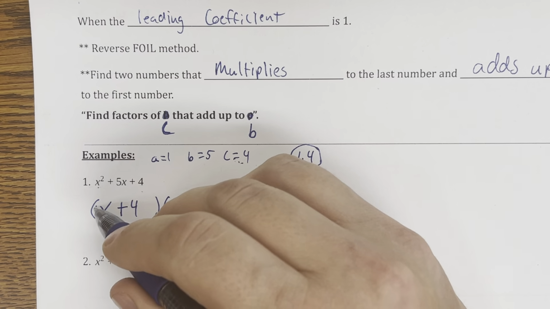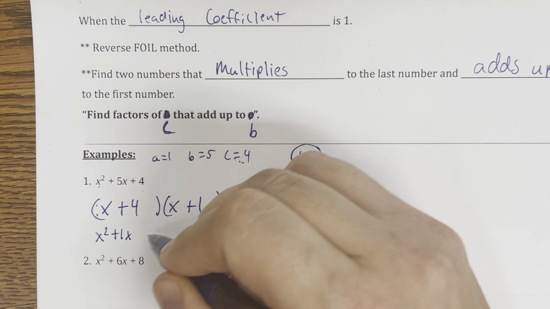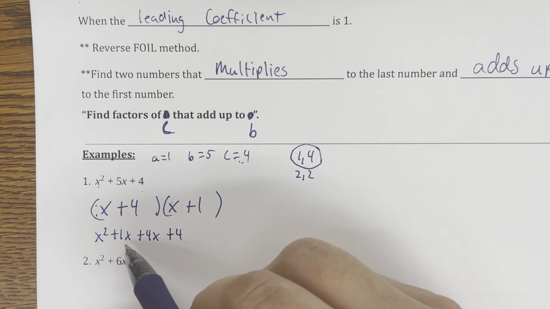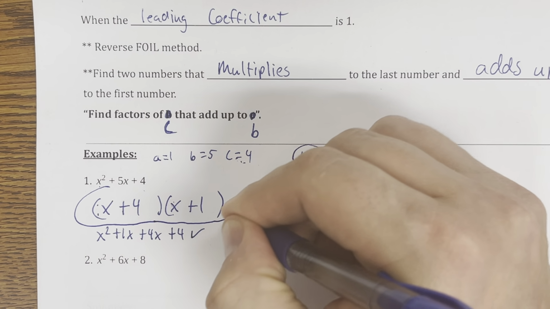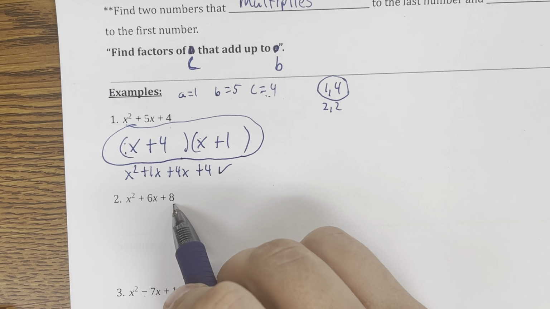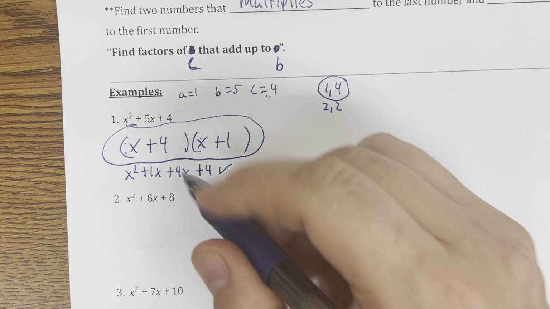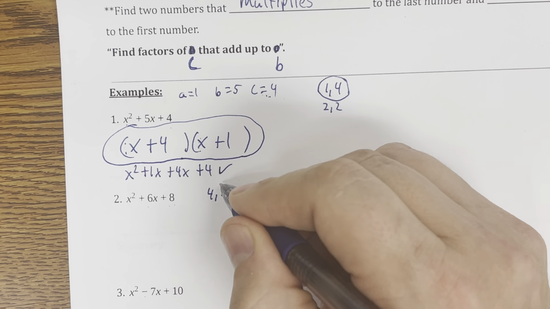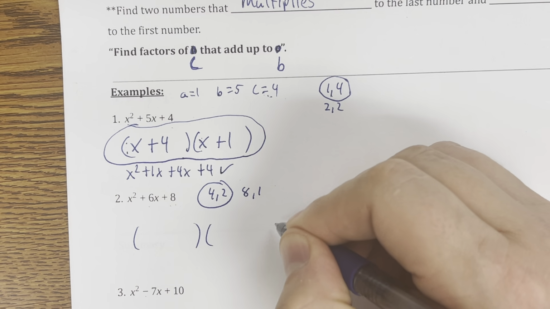So if you were to check your work, you'd get x times x, x squared, plus 1x, plus 4x, plus 4. 1 plus 4 is 5. We got it right. This is factored form. Okay? So, factors of the last term that add up to the middle term. Factors of 8 that add up to 6. So the factors of 8 are 4 and 2, 8 and 1. Which pair adds up to 6? 4 and 2 does.